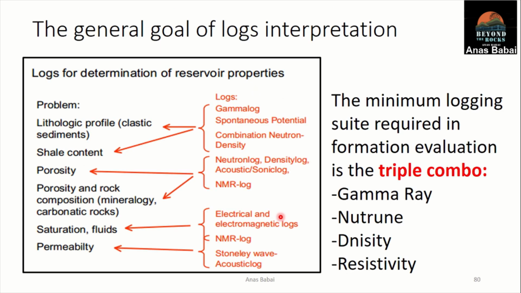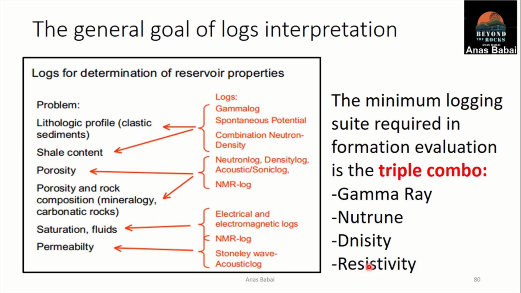So the general goal of logs interpretation, we have lithology. As I said, there are specific logs that can give us an indicator about lithology and shale content, porosity, neutron density, and sonic, in addition to NMR, nuclear magnetic resonance, composition, mineralogy, and so on. We have the saturation and fluids from electrical log, NMR, and permeability from acoustic logs. We said that triple combo is the main: gamma ray, neutron density, and resistivity.